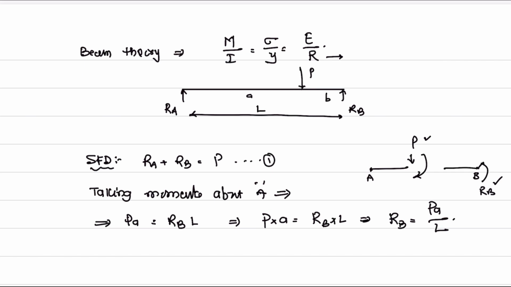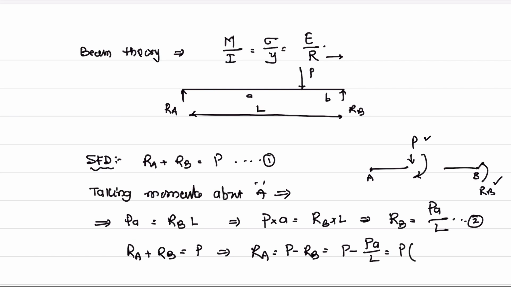Now, what is RA plus RB? This is equation number 2. RA plus RB is equal to P. That implies RA is equal to P minus RB. That is equal to P minus PA by L, that is equal to P into (L minus A) by L, that is equal to PB by L.